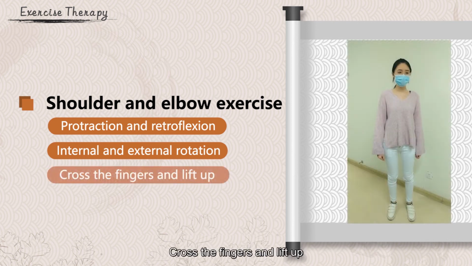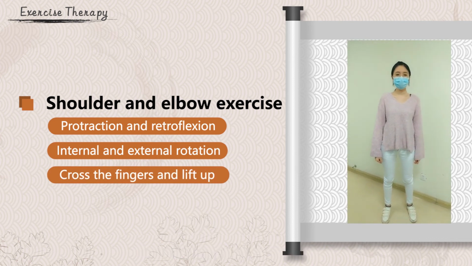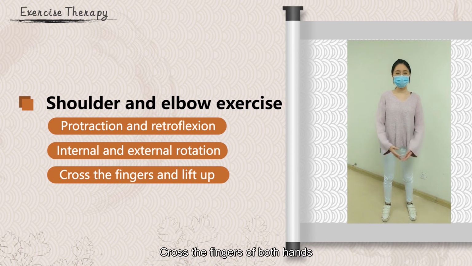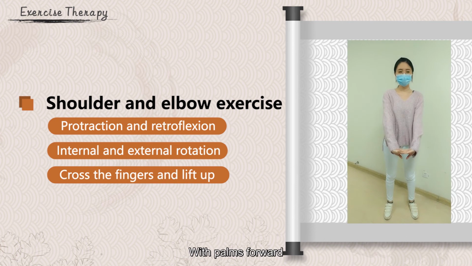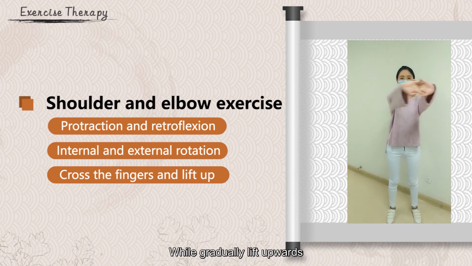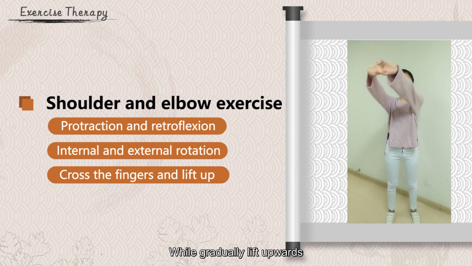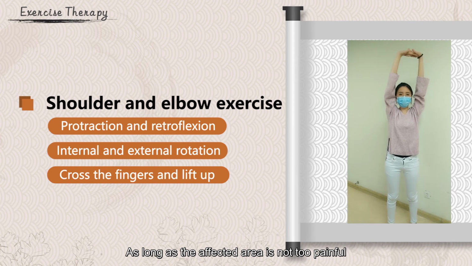Cross the fingers and lift up. Stand with your feet shoulder width apart. Cross the fingers of both hands. Straighten both elbows with palms forward. The healthy limb helps the affected arm to swing left and right while gradually lifting upward, as long as the affected area is not too painful.